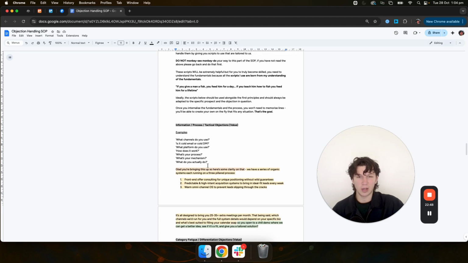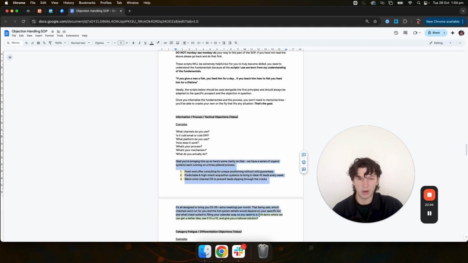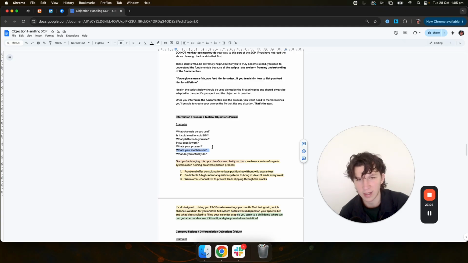So, specific scripts though, guys, look at this. For every single objection, we have the 3-step framework: acknowledge, gratify, empathize, handle the objection, and then the soft CTA. So, information, process, tactical objections. I'm sure you guys have got this before: What channels do you use? What platform do you use? How does it work? What's the process? What's your mechanism? As an example, this is what we do.